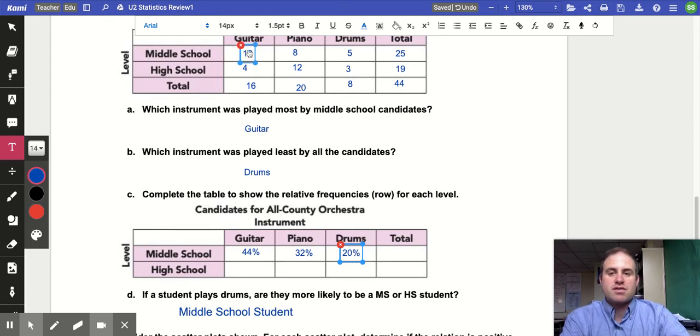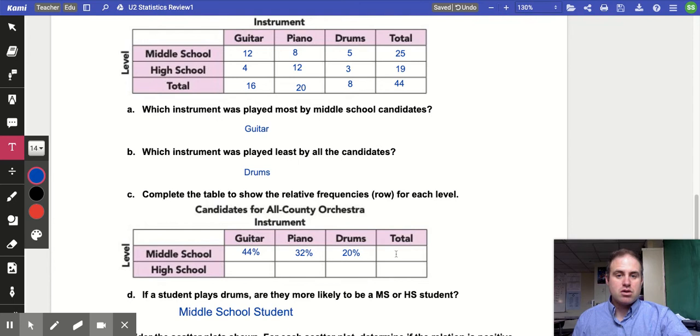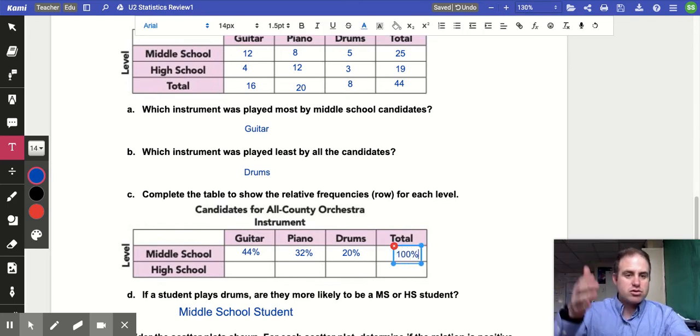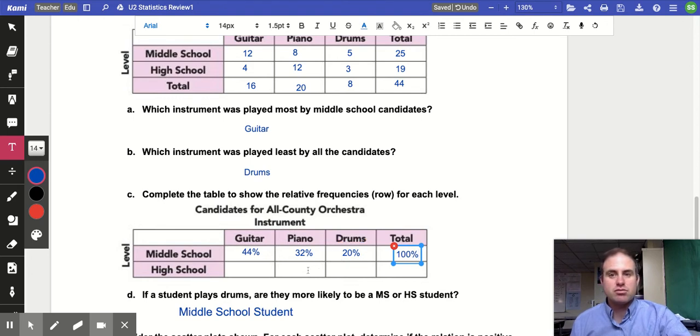So what I've done here is I've taken my values in my row and divided them by my row total. This is a row relative frequency table. The row total should be 100%. We can also do this as a column and divide by the column totals.